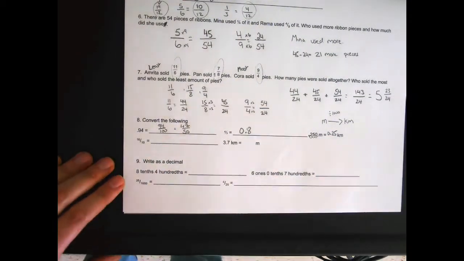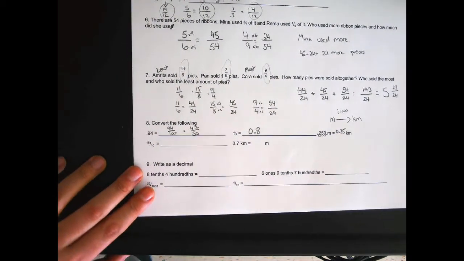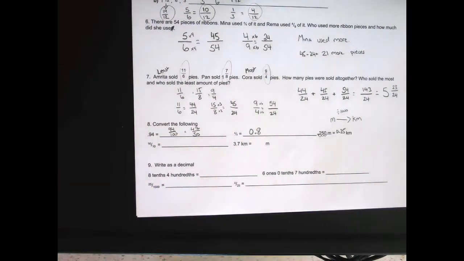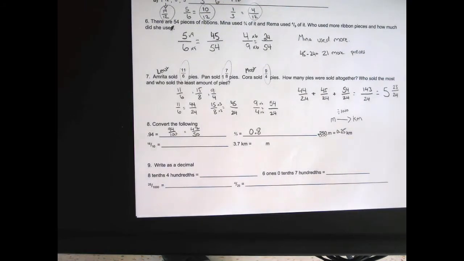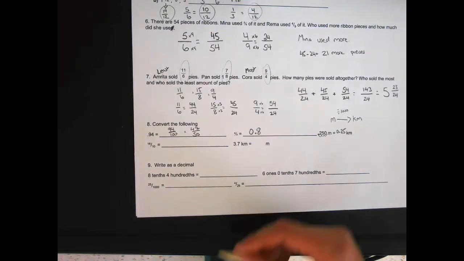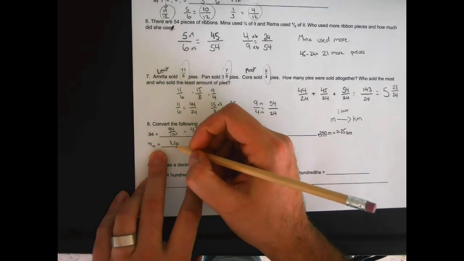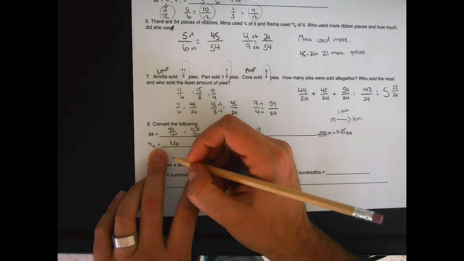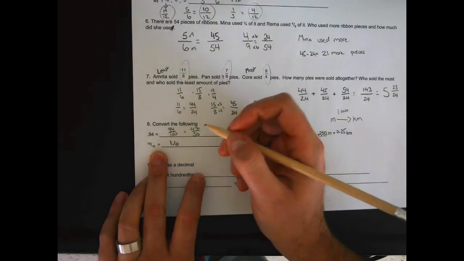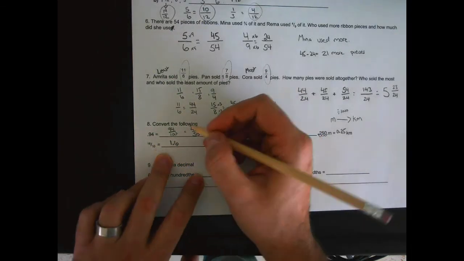What about 16 over 10? What would the decimal for this be? This is an improper fraction. What would my decimal look like? 16 tenths. It's 1.6. And if you had to use money as an example, if you had 16 dimes, you would have $1.60.